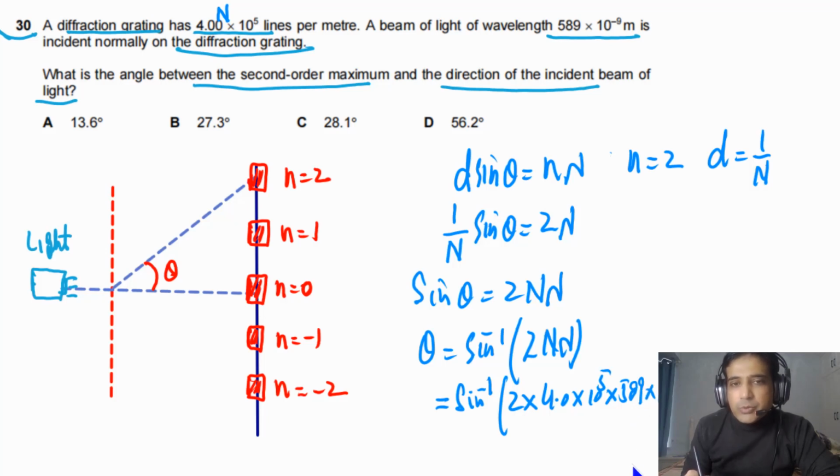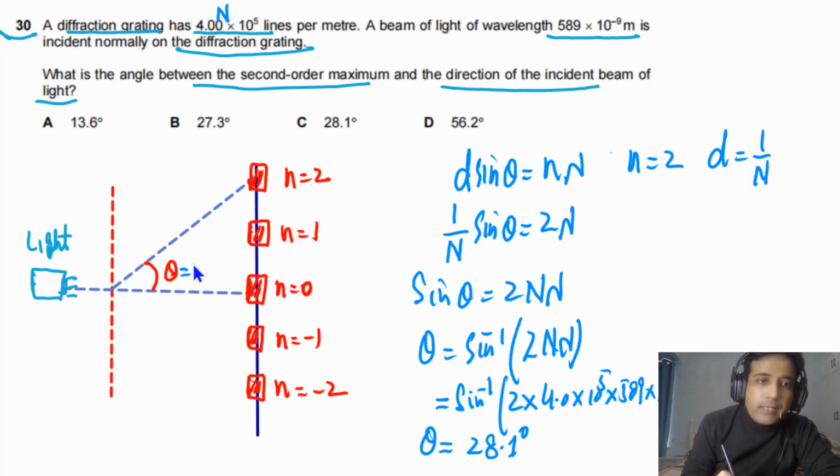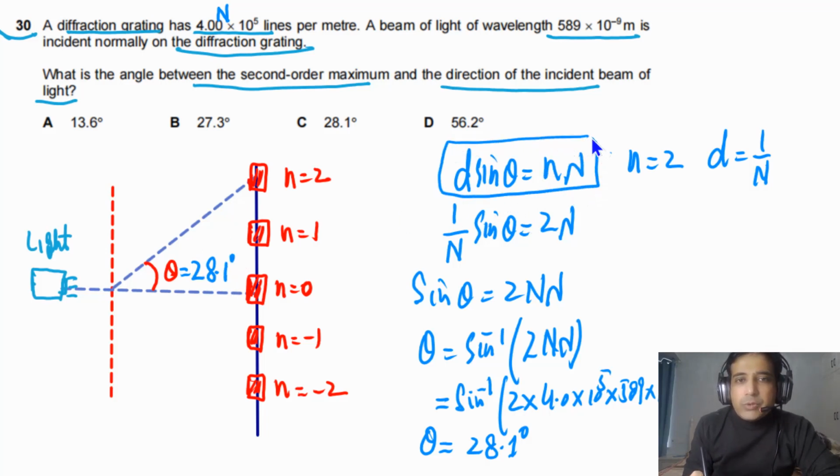Now simply use your calculator and solve this one. If you solve this, your final answer will be equal to 28.1 degrees. So this is the value of this angle, and this is what you need to find out. Pretty straightforward question, you just need to use this formula, and you need to understand what is d, what is n, what is lambda.